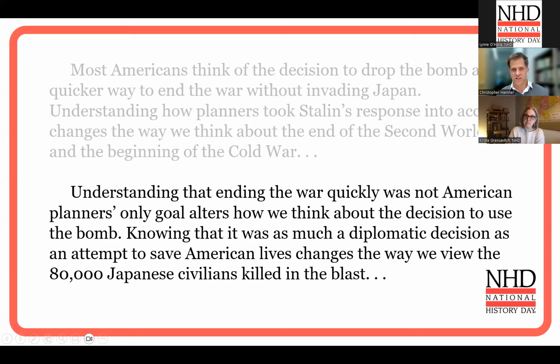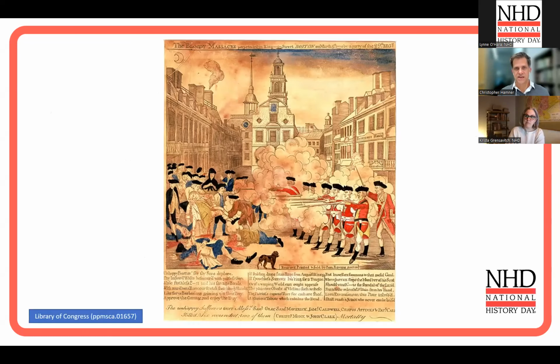Understanding that ending the war quickly was not American planners' only goal alters how we think about the decision to use the bomb. Knowing that it was as much a diplomatic decision as an attempt to save American lives changes the way we view the 80,000 Japanese civilians killed in the blast. We're asking a bigger question, a so what question, and offering the reader some sort of bigger window into what this particular argument might tell us about the past.